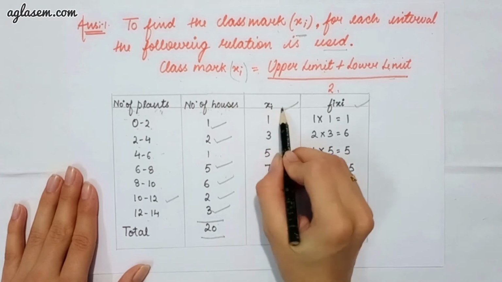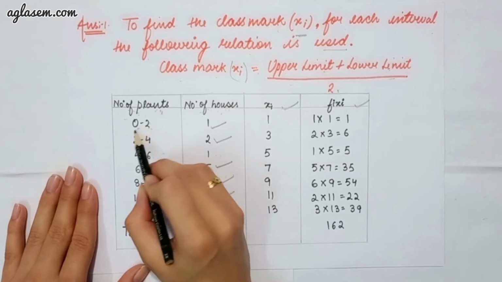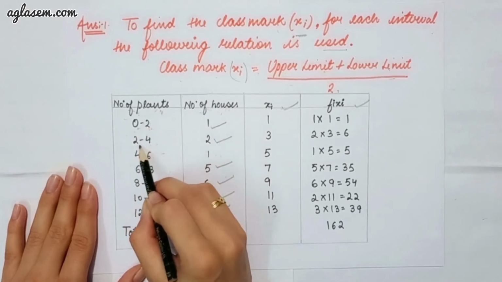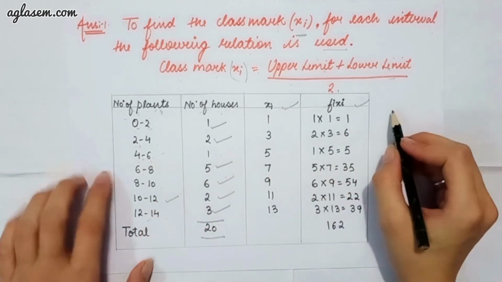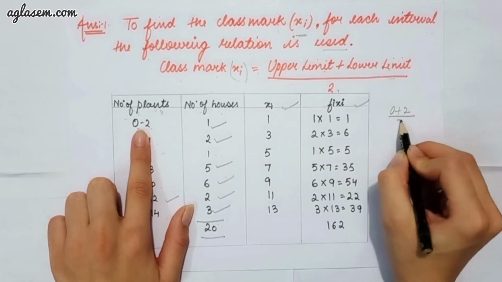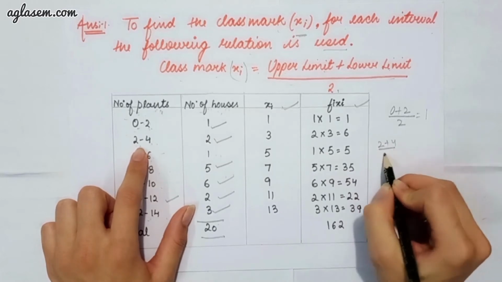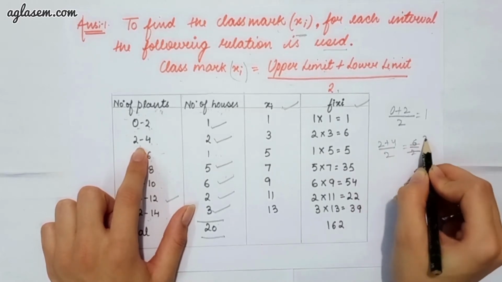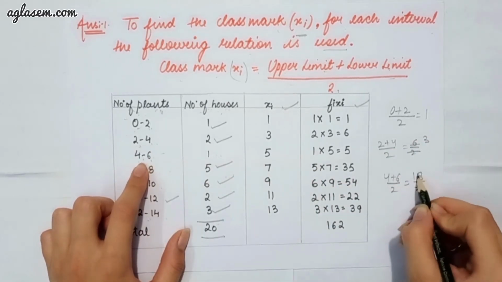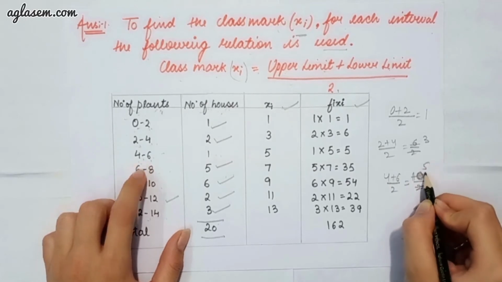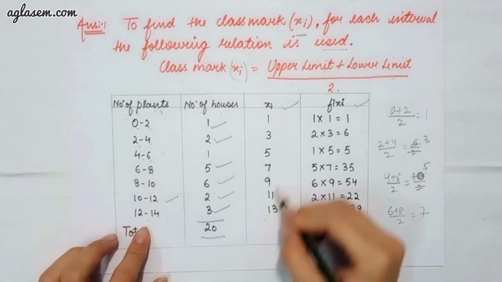Therefore we can find xi, that is the middle value of the class interval. For 0 to 2 the middle value is 1, from 2 to 4 we have 3, from 4 to 6 we have 5. We can find it as 0 plus 2 divided by 2, which gives 1. Next 2 to 4: 2 plus 4 divided by 2 gives 3. Similarly 4 to 6: 4 plus 6 divided by 2 gives 5. Similarly 6 to 8: 6 plus 8 divided by 2 gives 7. Similarly we can find the rest.